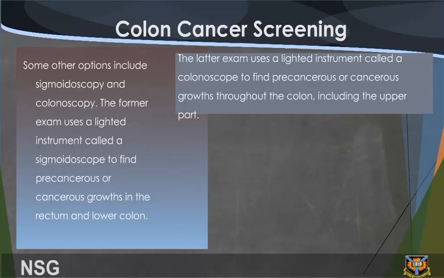Some other options include sigmoidoscopy and colonoscopy. The former exam uses a lighted instrument called a sigmoidoscope to find precancerous or cancerous growth in the rectum and lower colon. The latter exam uses a lighted instrument called a colonoscope to find precancerous or cancerous growth throughout the colon, including the upper part.